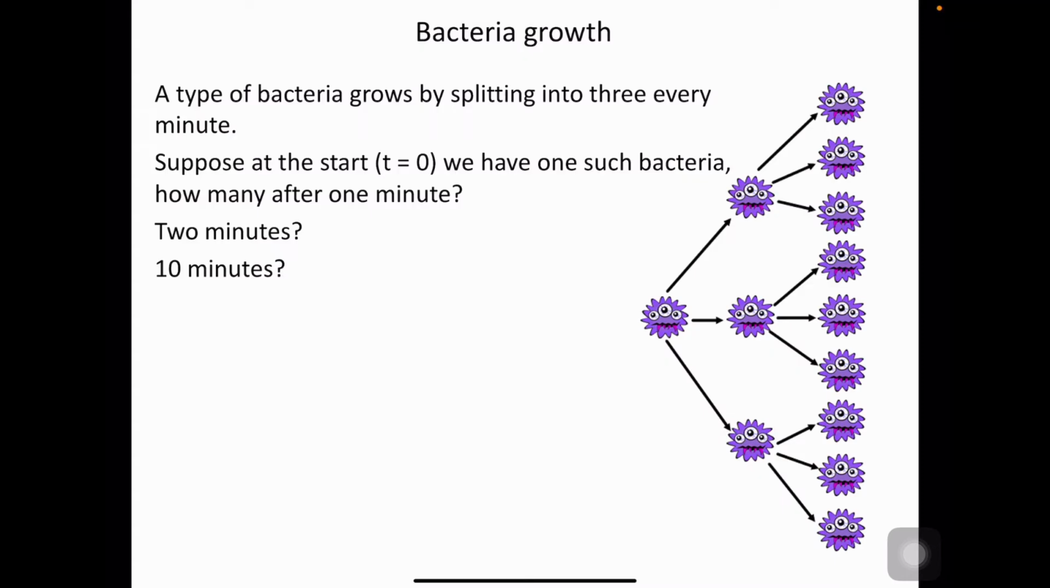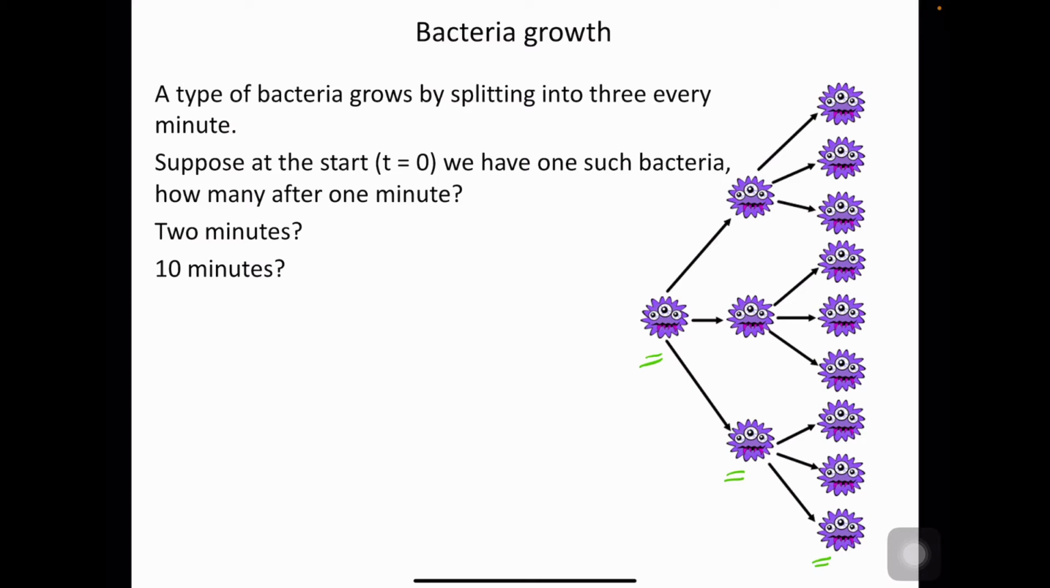A common exponential growth example is the growth of bacteria. We start off with 1, then it becomes 3, then it becomes 3 squared, and then 3 cubed, and so on and so forth. We talked about a similar example during our compound growth lesson when I showed you the video of the footballers passing the ball.